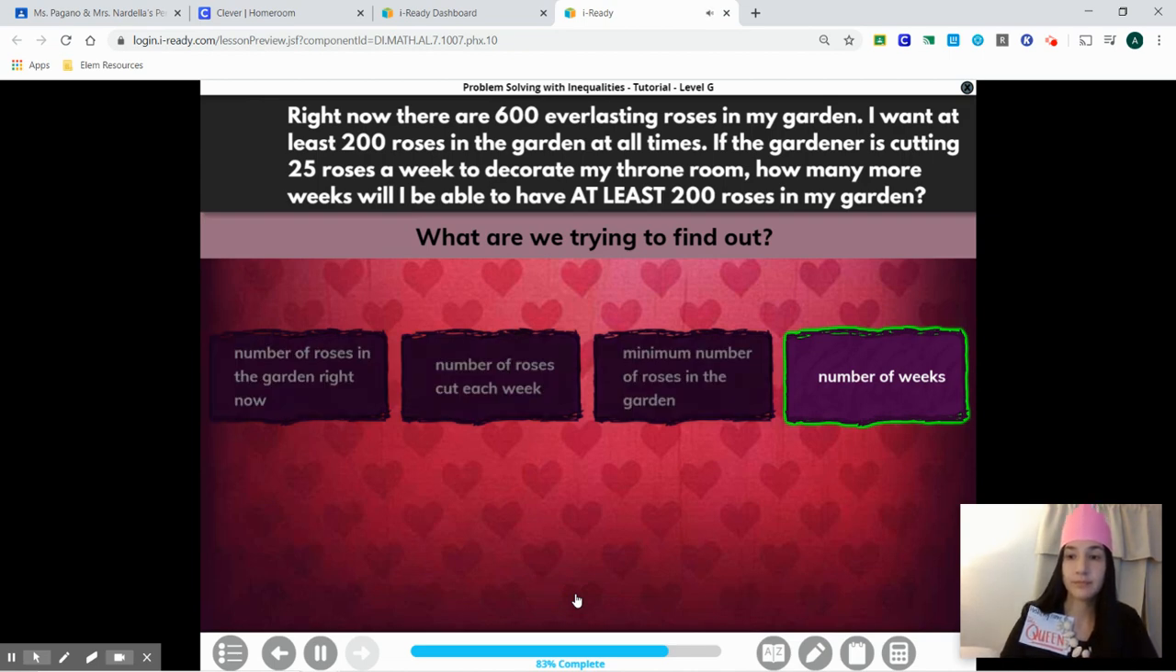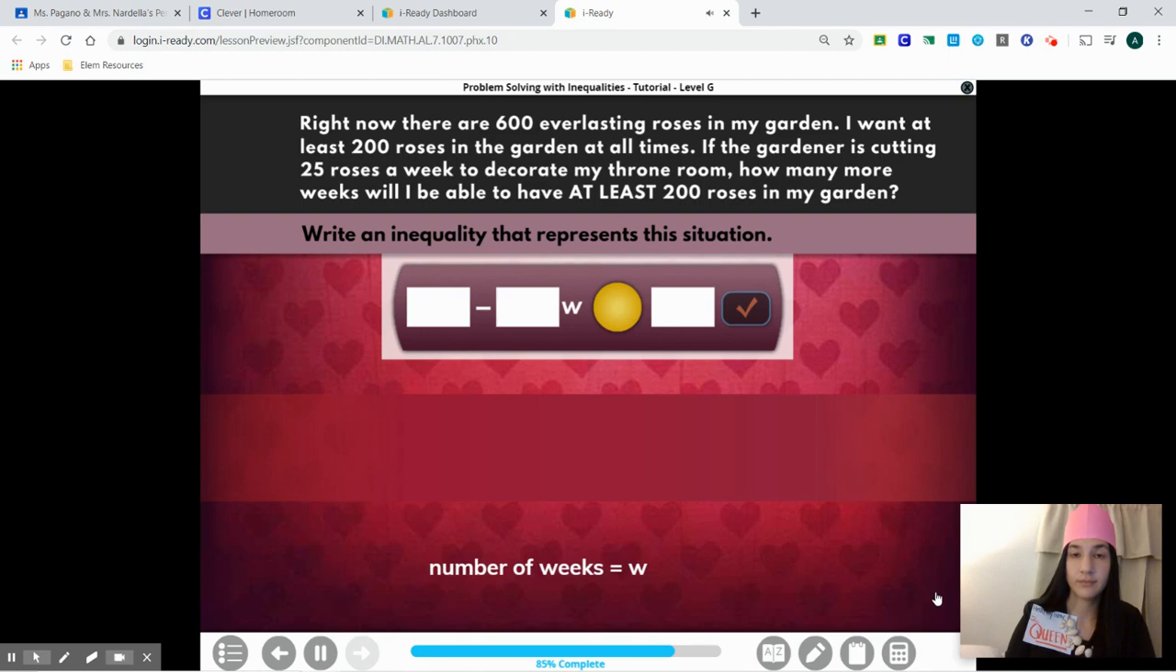Right. I need to find the number of weeks the gardener can continue cutting flowers. So I can use the variable W to represent the number of weeks. There might be more than one solution. Let's see. Write an inequality that represents this situation. Just drag and drop the numbers from the problem and select the correct inequality.